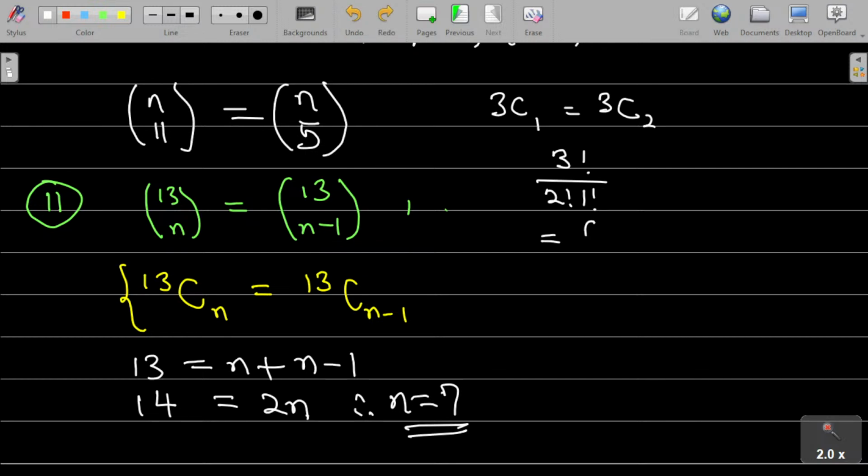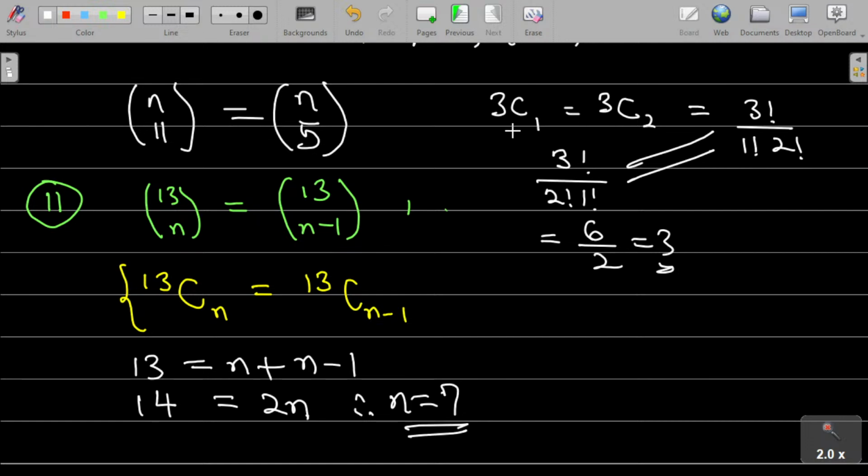Okay, so that's going to give us 6 all over 2 factorial, which is 2. So this is going to give you 3. Now let's do 3 combination 2. That's going to give us 3 factorial all over 3 minus 2, which is 1, then times 2 factorial. You will see that this and this are actually the same.